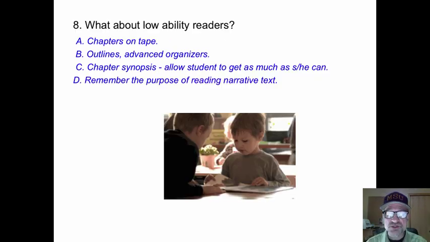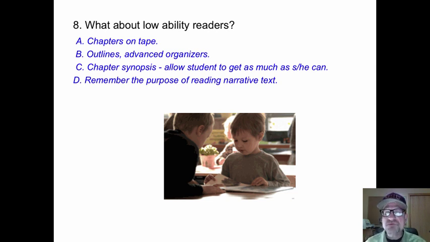Low ability readers. And you have to assume if the whole class is reading the same book, you have students 2 to 4 above, 2 to 4 below. You should have chapters on tape. Or there's lots of good programs like My Reader that has thousands of books where students can put a headset on. You want to have outliners, advanced organizers so that they can see the structure. Sometimes you have a chapter synopsis that allows students to get as much out of the chapter as they can.